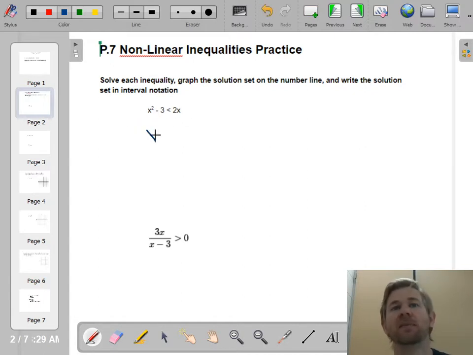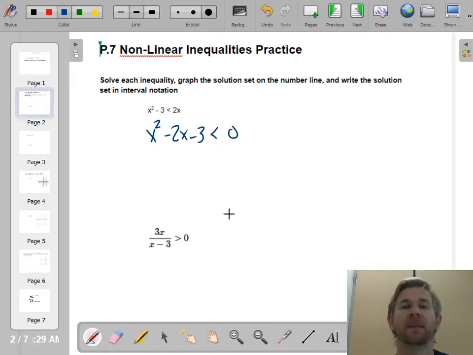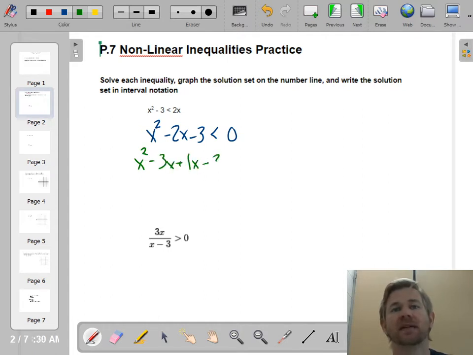So for this problem I'm going to subtract 2x on both sides. Okay, like we're solving any other quadratic. So you would subtract 2x, now we've got a quadratic on the left. Now we need to factor this, so what multiplies to negative 3 and adds to negative 2? It would be negative 3x and positive 1x.